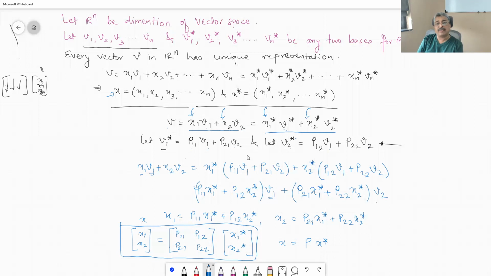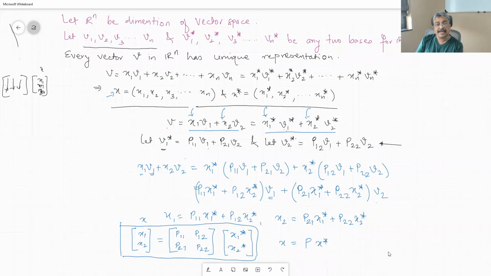This is the work that we have done for the domain. Domain of system 1 and domain of system 2, how they are related to each other. Vector x in domain 1 is equal to matrix P times vector x star in domain 2.